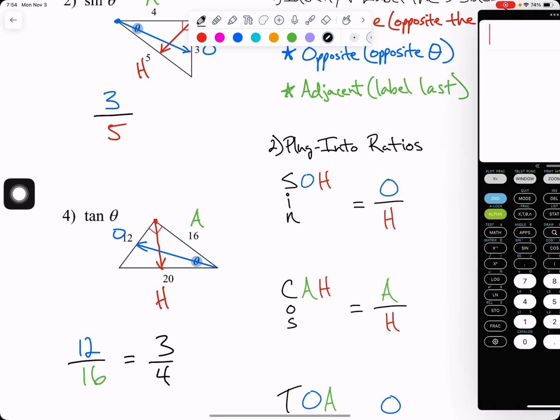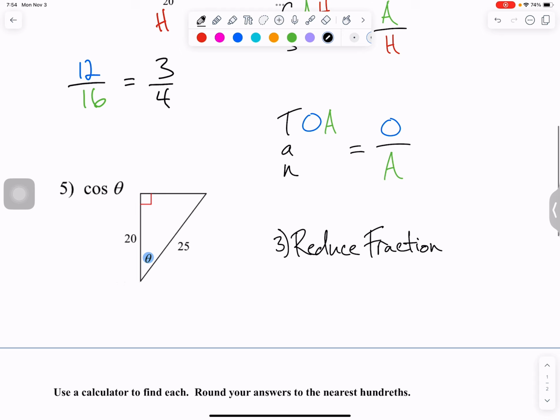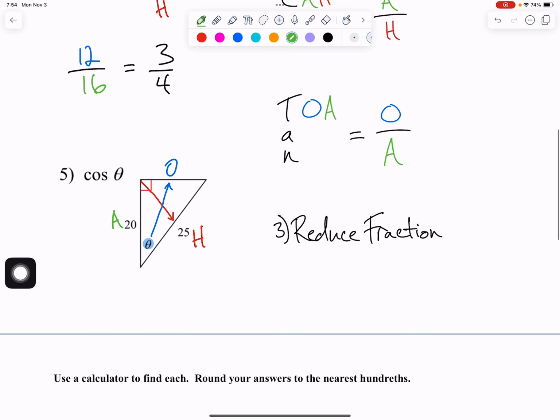And going on to our last one for the evening, again, where's that right angle? Beautiful. And directly opposite of that is our hypotenuse. All right, and then we have theta here. That's going to be O. And we will label 20 as our adjacent side.